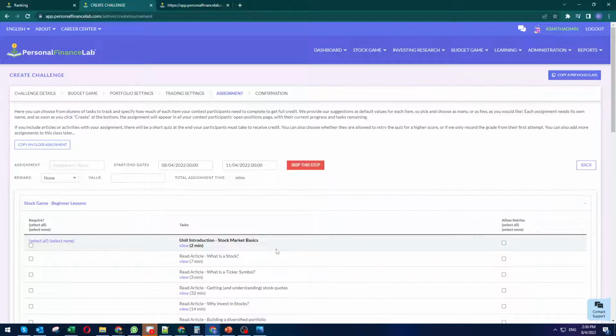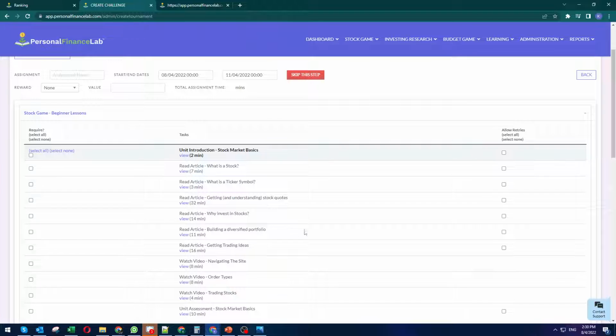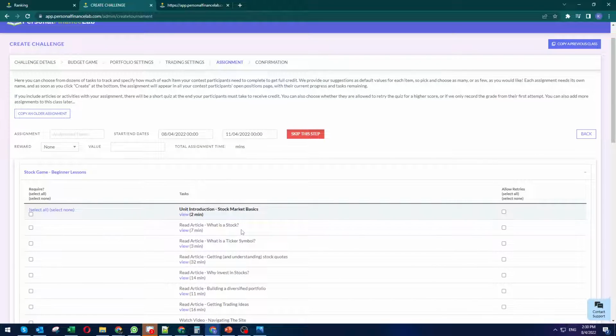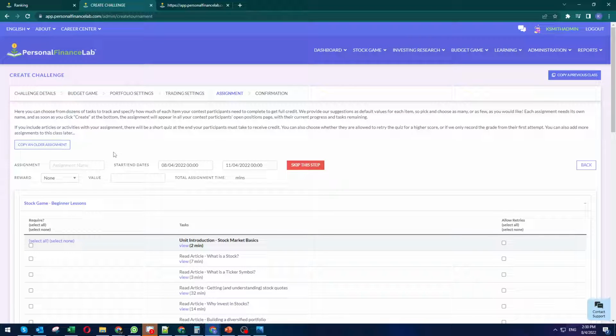And then the last step of creating your class is to basically, again, choose those lessons that you want as your first assignment. You can always add more assignments later. Once your class is set up, you'll get a link to give your students to get them into their class, or you can generate students as I showed you earlier. So that's a very quick rundown of all the stuff that is in PFinLab.